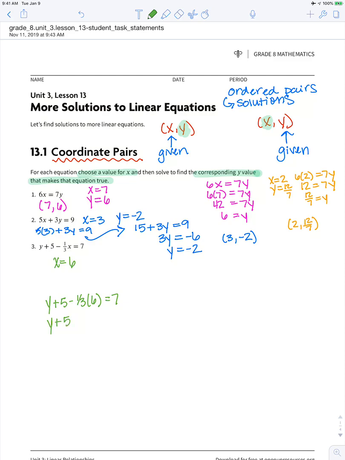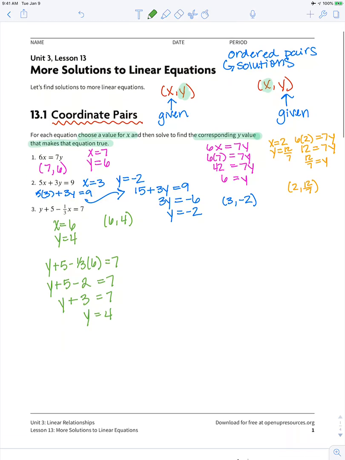So y plus 5 minus 2 is equal to 7. 5 minus 2 is 3. So y has to equal 4. So a solution to this equation is 6, 4. It is not the only one. Okay?